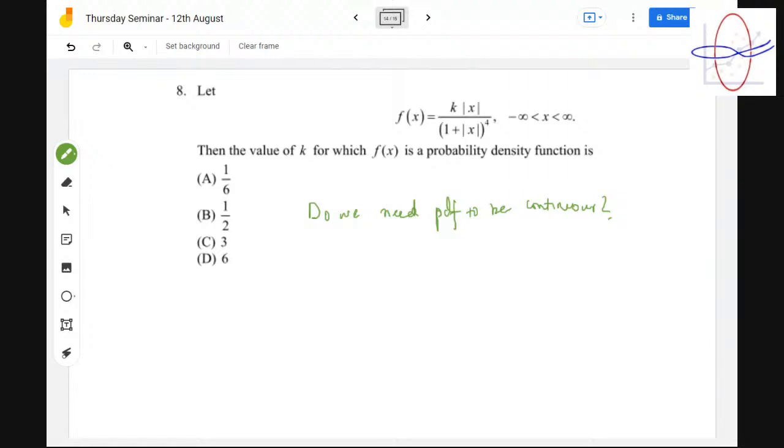This is not the definition of PDF. What is the definition of PDF? So all of you told the definition of CDF. What's the definition of PDF?